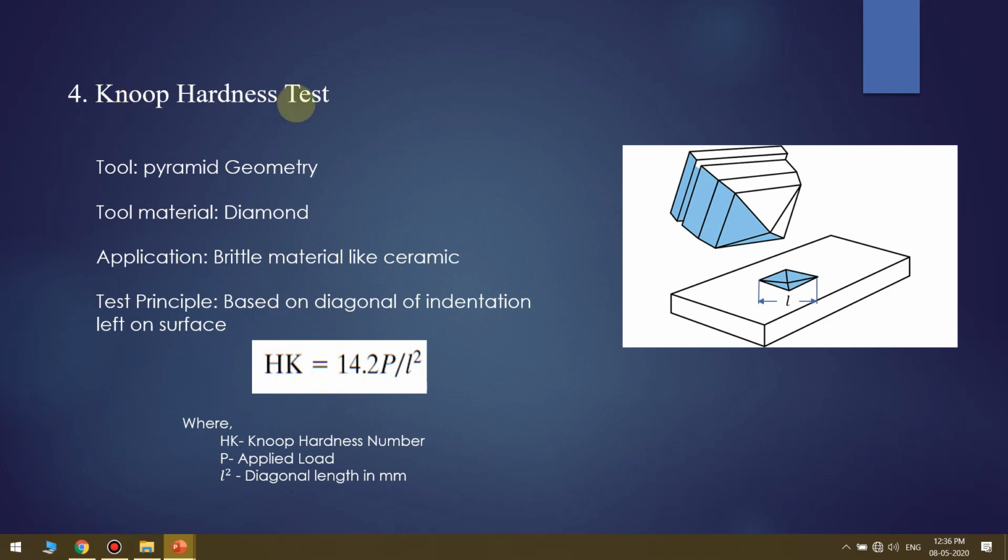For the Knoop hardness test, we have designated HK, which stands for Knoop hardness number. Its formula is given as 14.2 P divided by L squared. P stands for applied load and L for diagonal length. Okay, diagonal length of the impression.